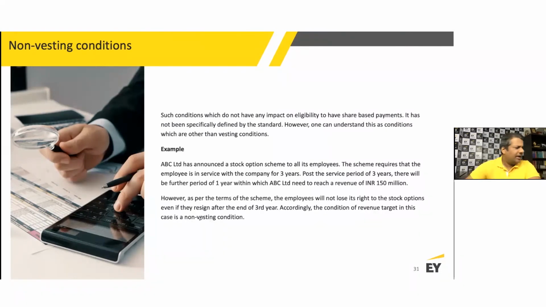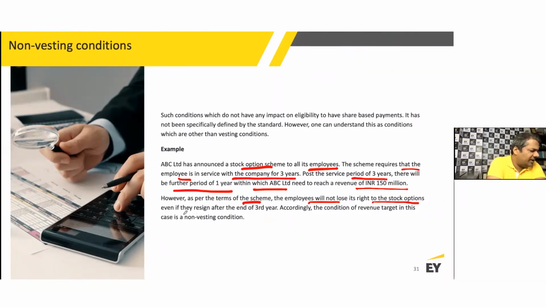An example: ABC Limited has announced a stock option scheme for all its employees. The scheme requires that the employee is in service with the company for a 3-year period. Post the service period of 3 years, there will be a further period of 1 year within which ABC Limited needs to reach a revenue of 150 million. So after 3 years, there's a further target of 1 year to reach a revenue. However, as per the terms of the scheme, the employee will not lose the right to the stock option even if they resign after the end of the 3rd year. Accordingly, the condition of revenue target in this case is a non-vesting condition.